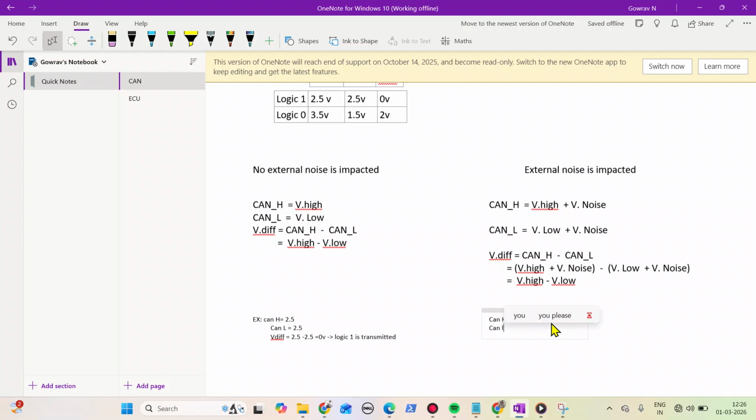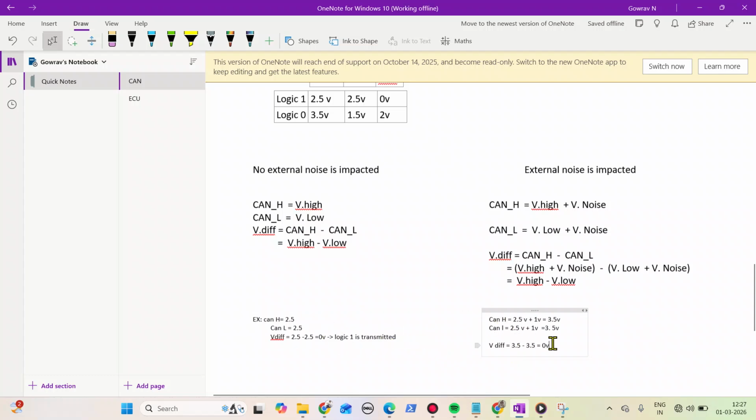In CAN Low also, the transmitter is transmitting 2.5 volts only, but an extra 1 volt got induced because of this noise and all. So in CAN Low also the resultant became 3.5 volts. So if we take the differential voltage now, 3.5 volts minus 3.5 volts will give the resultant 0 volts, which means there is no difference here.